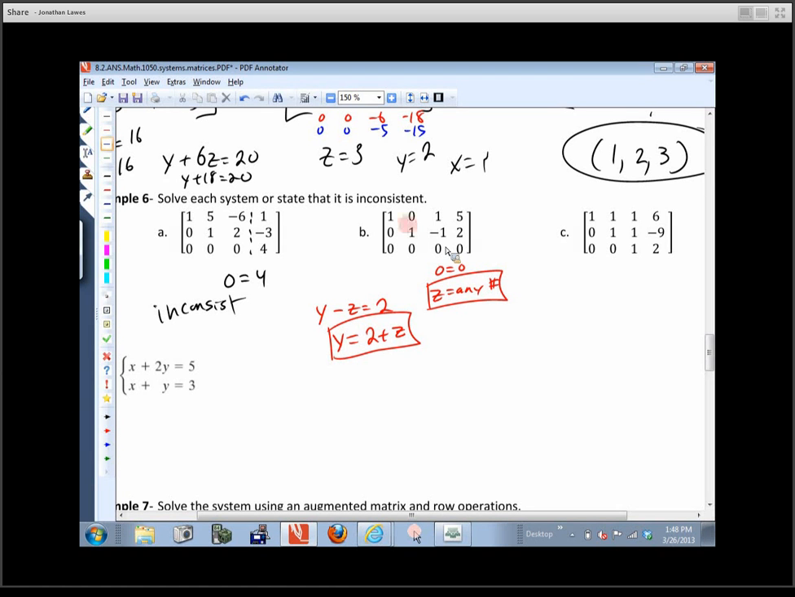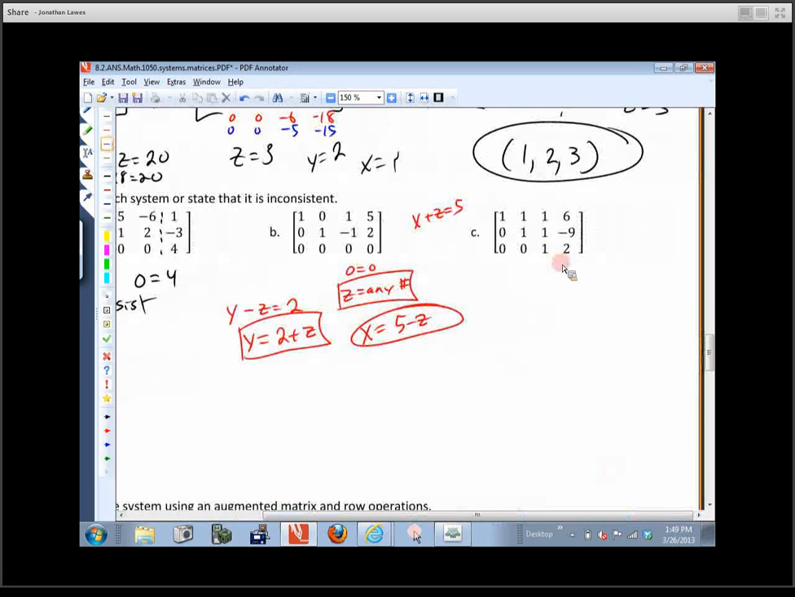So guess how you find out what x is? Same thing. This one says that x plus z equals 5. So if I move that over, I get x equals 5 minus z. Okay, and there are our infinitely many solutions. If you think about it for just a second, they are all dependent on what z is. You tell me what z is, I can tell you what x and y are. Okay? All right, let's take a look at the next one.